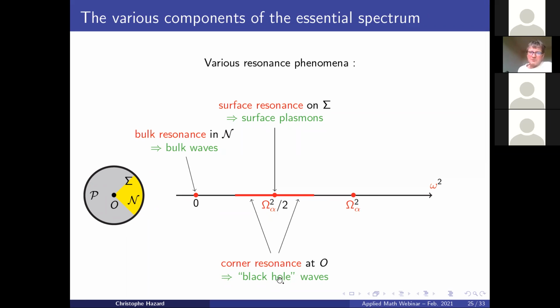What is really interesting here is the fact that this middle value here corresponding to the contrast -1 is associated to surface resonances. That is what we call surface plasmons, which are waves which are localized near the interface, whereas the interval on both parts here corresponds to what we call a black hole phenomenon. These are corner resonances, and I will say a few words about that at the end of the talk. So I'm going to show now how to construct these Weyl sequences for these two kinds of resonances.